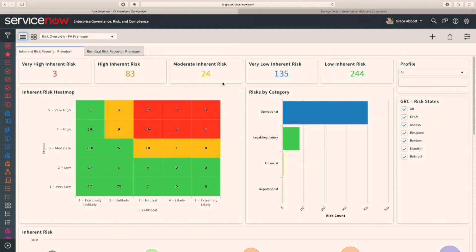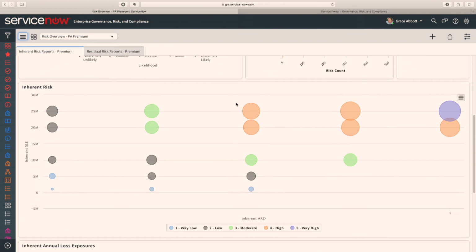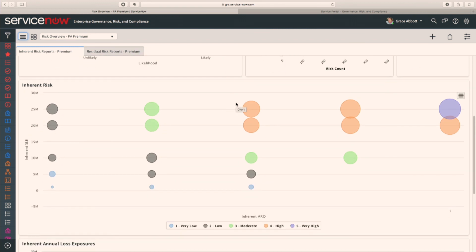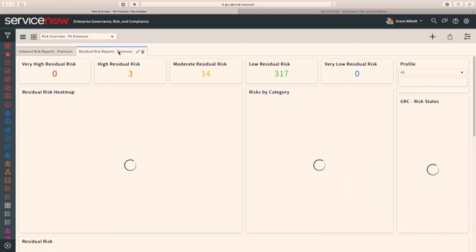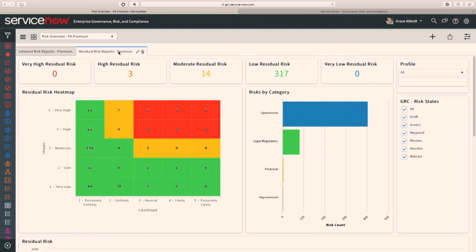We can also see that from a quantitative perspective by evaluating things like single loss expectancy and our annual rate of occurrence, and being able to chart then our actual loss expectancy in dollars so that we understand the actual risk exposure to the organization. Being able to quantify the risk to the business makes prioritizing easy. So high-risk issues are tackled first, and we see that information right at the top of our risk dashboard. Both from an inherent and a residual perspective, we can now focus on those things that are important to the business.